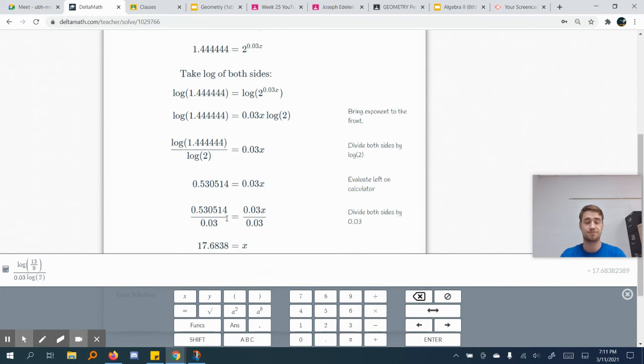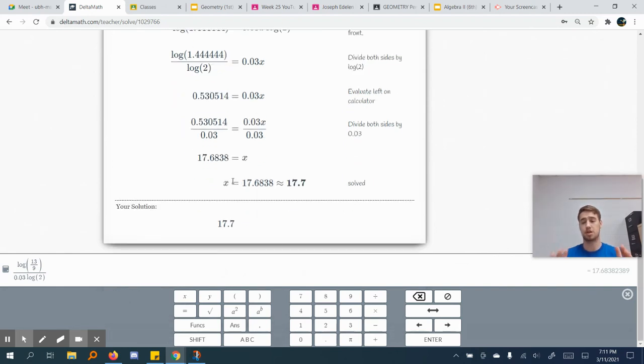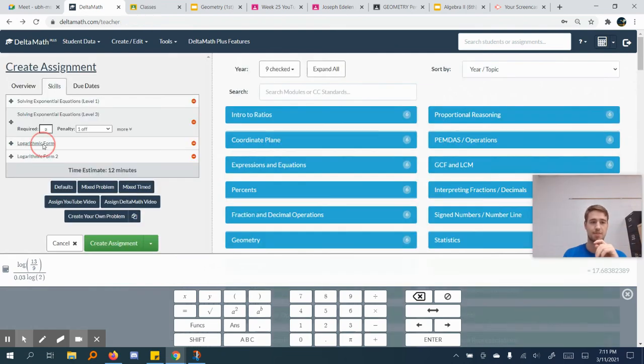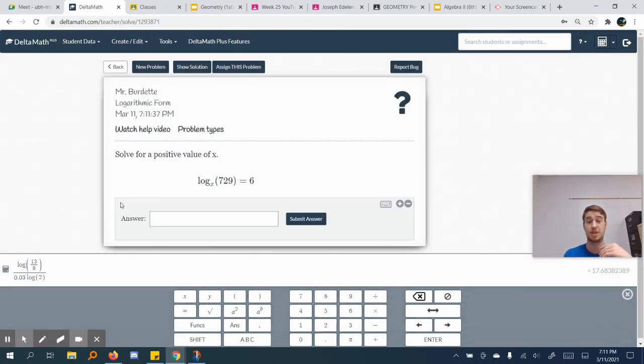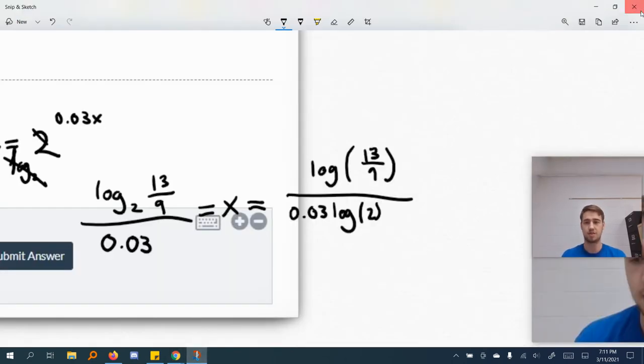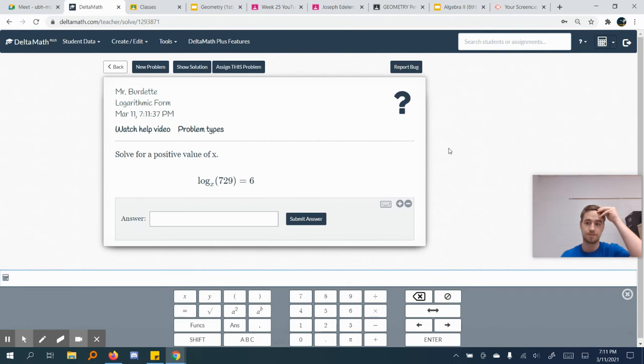Nailed it. So these numbers are going to be terrible. But so long as we know how to rearrange these problems, we're going to be just fine whenever we go to solve them. It's easy. How about logarithmic form? We've been doing exponential equations. Now we're doing some log equations.